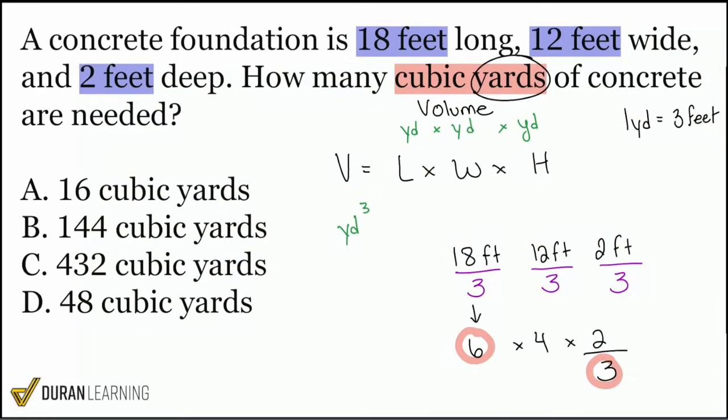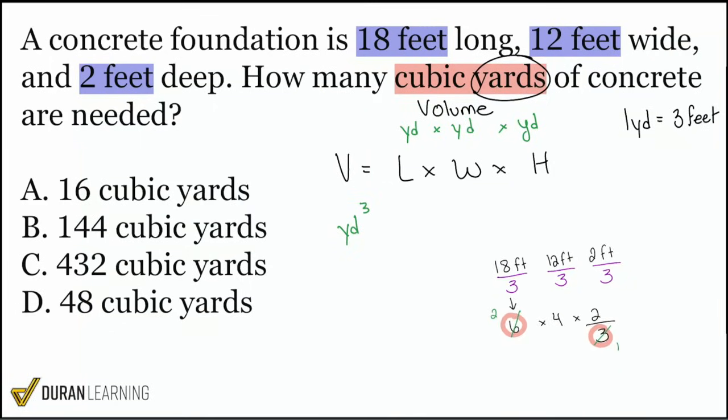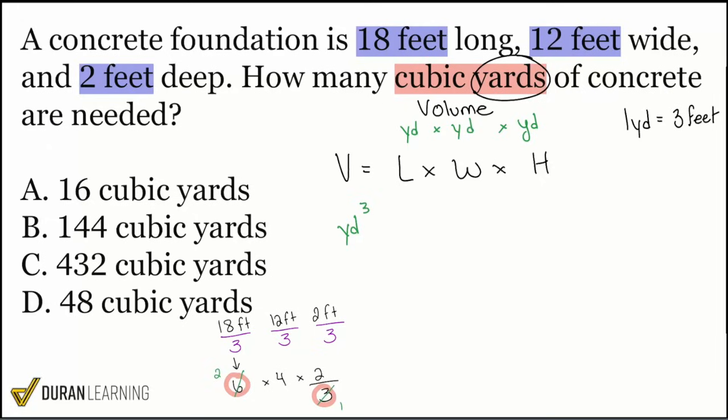Because once we do this, 6 and 3 are both divisible by 3. 6 divided by 3 gives 2. 3 divided by 3 gives 1. Why was that useful? Well, that's because it makes this final problem super easy. We just now have 2 multiplied by 4 multiplied by 2.